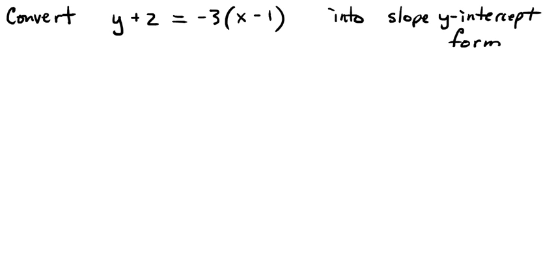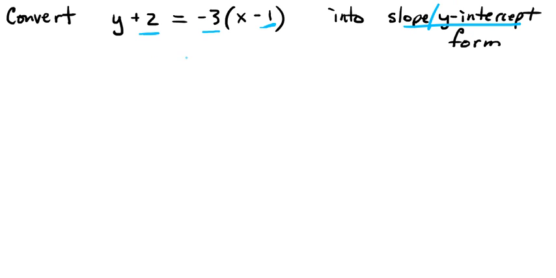Okay, so this is a question where we have to convert the equation of a line that is right now in point-slope form. So here's the slope, and here are the coordinates for the point. It's going to be +1 and -2. Okay, so this is in point-slope form, and I want you to convert it to slope y-intercept form.